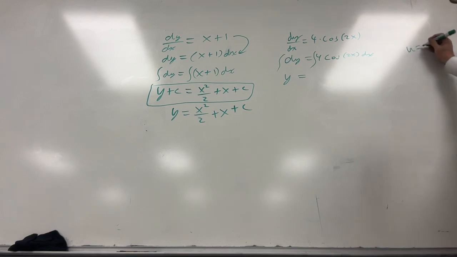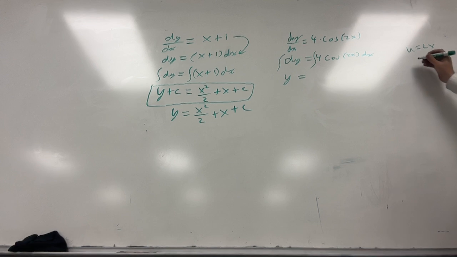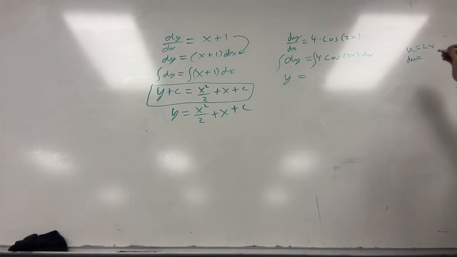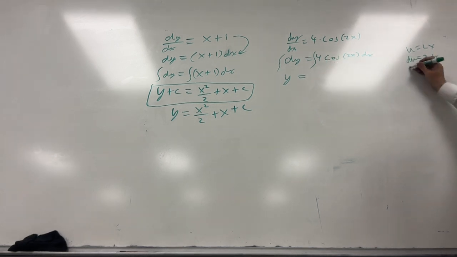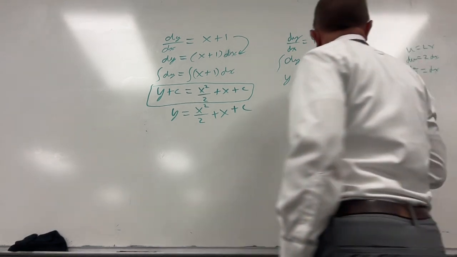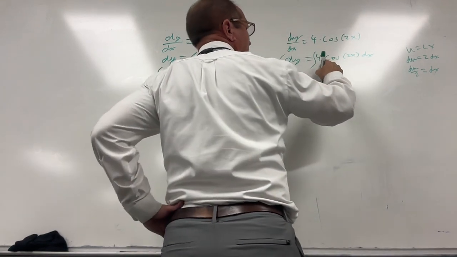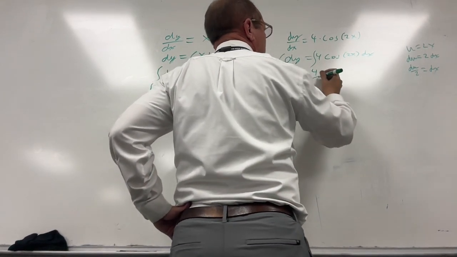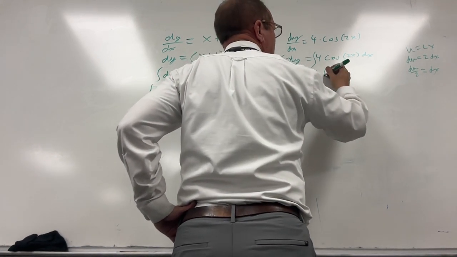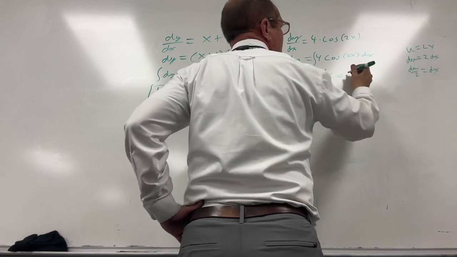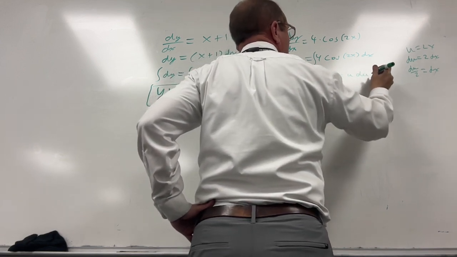Well, I'm going to let u equal 2x. So du is going to equal what? 2 dx. So du over 2 equals dx. So again, the constant I can pull out front. So it's 4 over 2 times the integral of the cosine of u du.